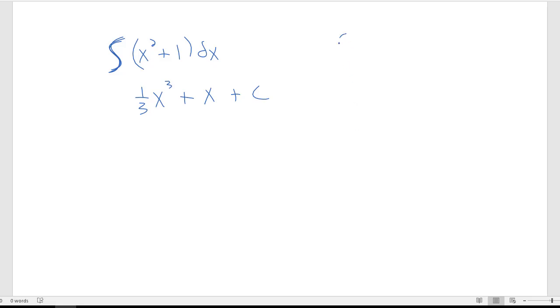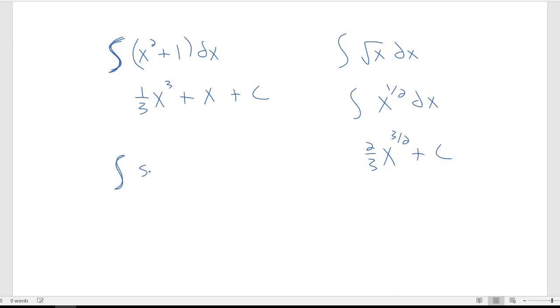We could have also integrated something like the square root of x. With an integral like this, we would want to use the power rule as well. So I'd write the radical as a rational exponent, add 1 to a half and get 3/2, which is 1.5, and then multiply by its reciprocal. We might have done something like the integral of secant squared of x, and we knew that was tangent of x, because the derivative of tangent is secant squared.